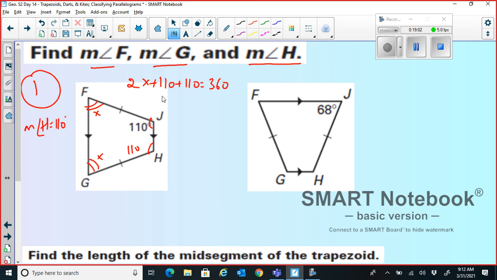So further simplify this, subtract 220 from both the sides because 110 plus 110 is 220. So 360 minus 220 will give us 140. And dividing by 2 I get x equals 70. So both of these, measure of angle F and measure of angle G, will be 70 degrees. Okay.